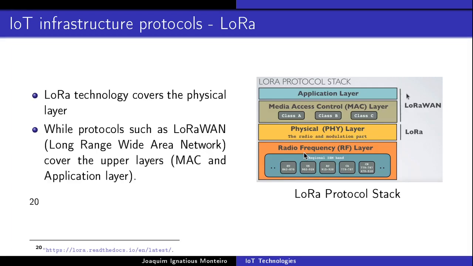On top of that, the LoRaWAN, clearly it's an open source thing, which is defining the different classes of devices, medium access control layer, and the application layer. So there is some distinction between LoRa and LoRaWAN. So LoRa is the physical layer, which is a proprietary thing, whereas the LoRaWAN is utilizing the LoRa devices to communicate over a wide area network, LoRaWAN. Okay, so this is an open source thing.